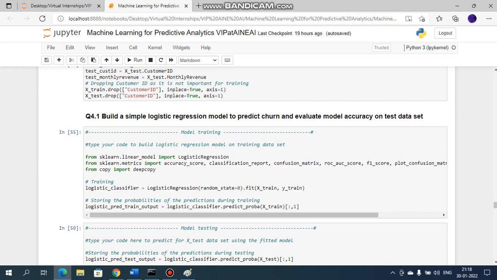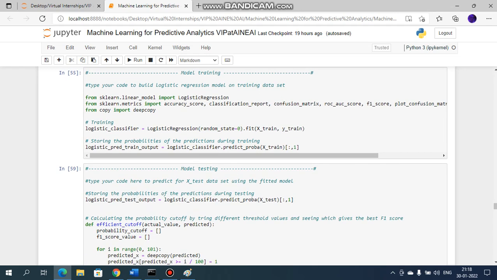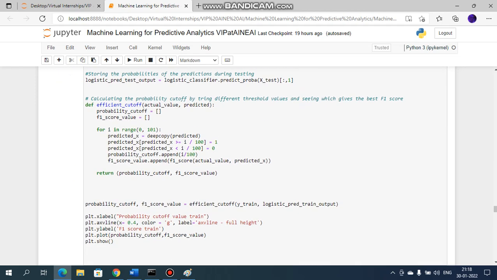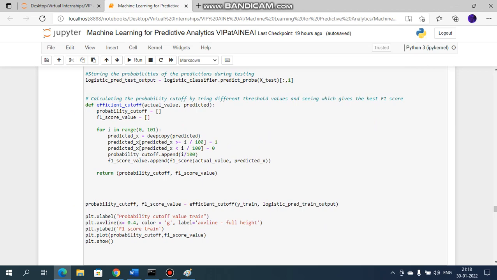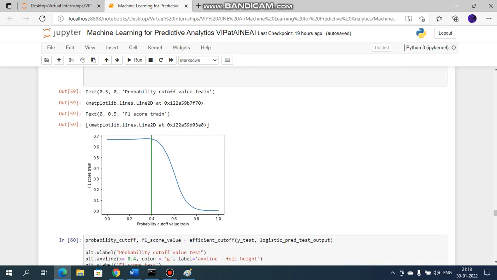We store the probabilities of the predictions during training, and similarly, we also store the probabilities of the predictions during testing. We calculate the probability cutoff in this function by trying different thresholds, and we see which one gives the best F1 score. It uses a loop to try out all of the threshold values from 0 to 1 and calculates the F1 score for each one. Then we plot it for training and testing.